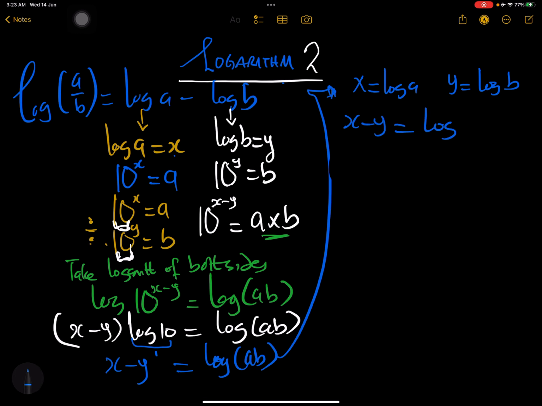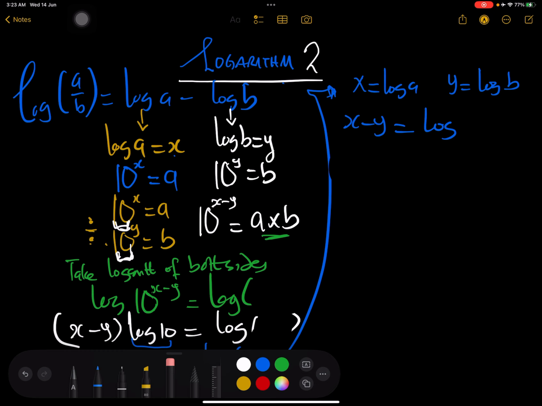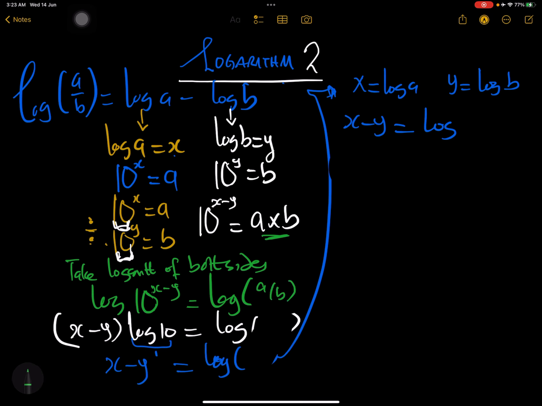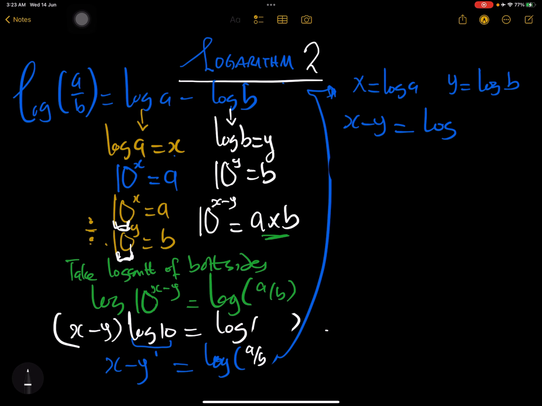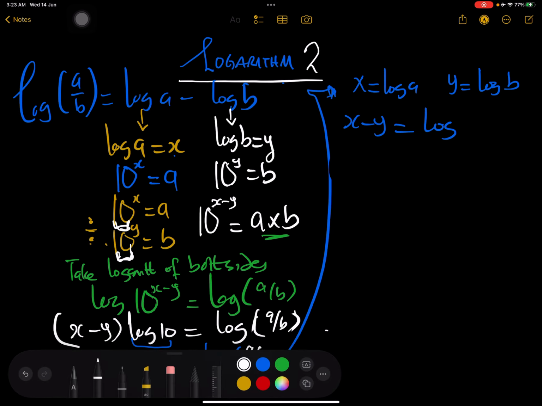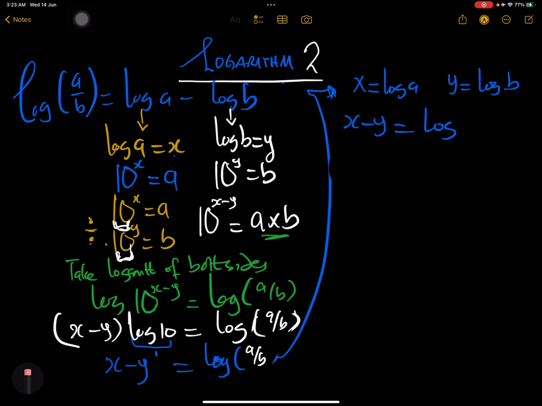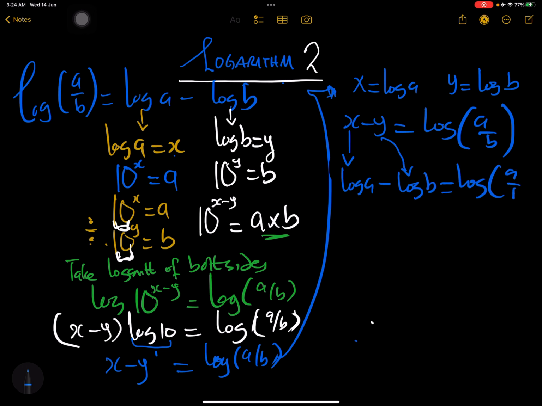You go to log of a divided by b, right? Sorry for the confusion. So now we're going to have a divided by b. Now the x there is log a, and then minus the y is log b, which is log of a divided by b. So they are similar.